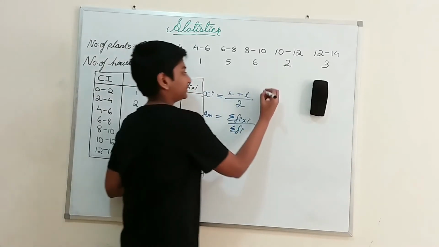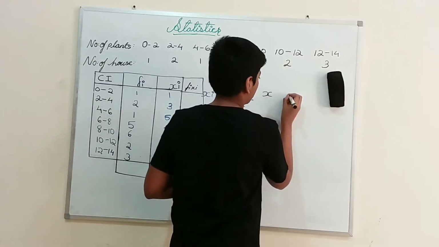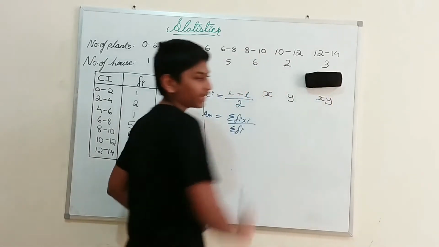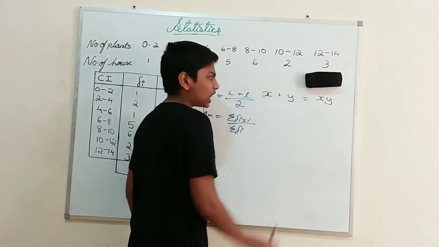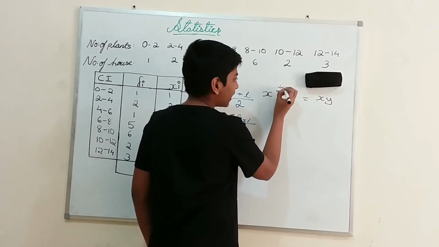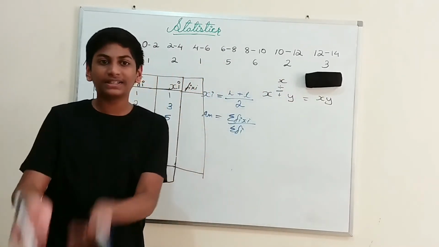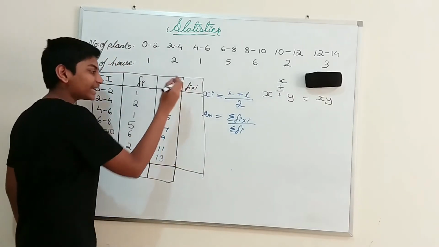So what is x? There is x and there is y, so we are now finding the xy. What we need to do is add them to get xy, or subtract them, or divide them, or multiply them. Yes, we need to multiply them. So they are telling us to multiply fi and xi.